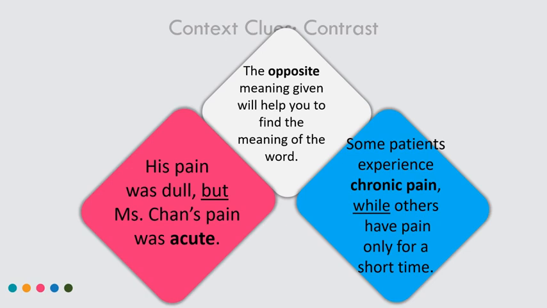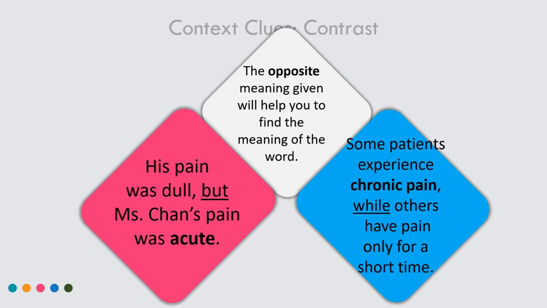Next, the clue is sometimes given in the form of an opposite. For instance, his pain was dull, but Miss Chan's pain was acute. Acute means severe, and you can find the preposition but there. So the meaning of dull must be the opposite of acute, which may mean mild.